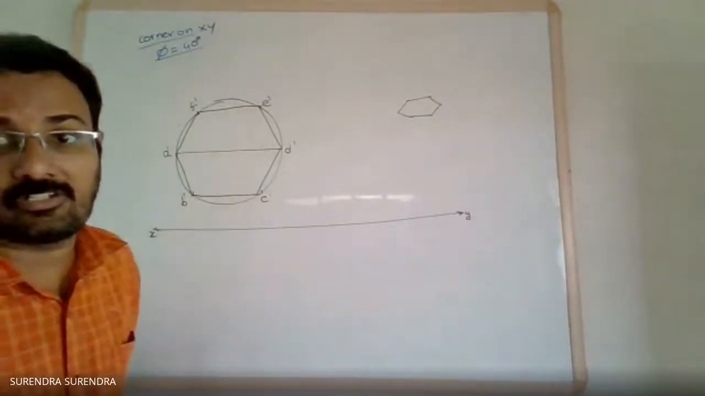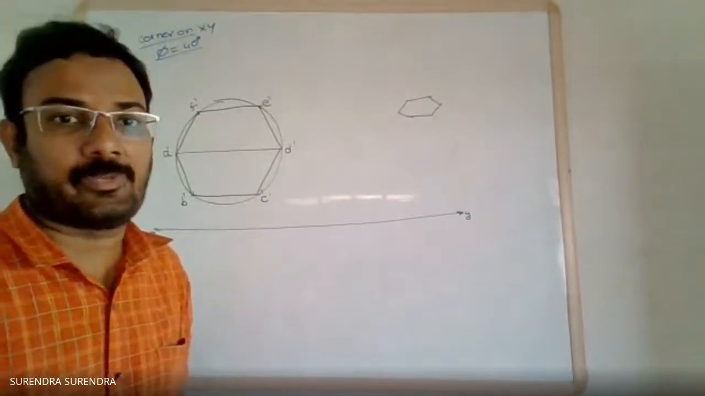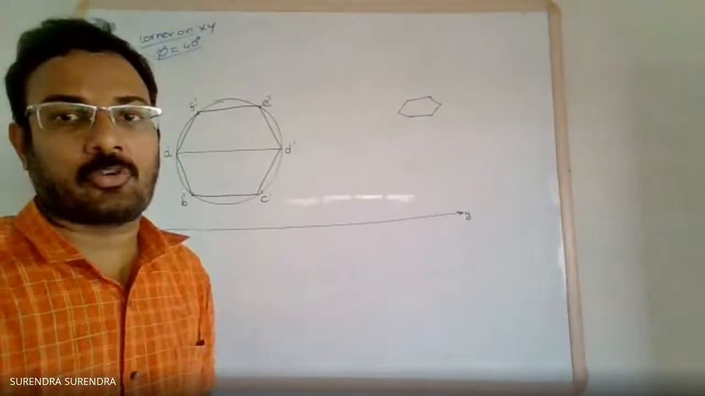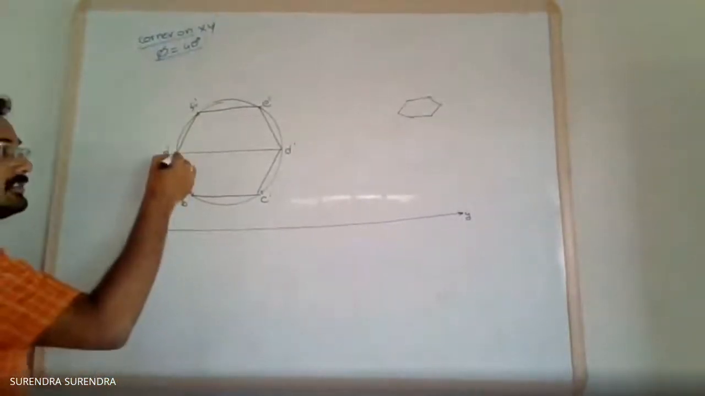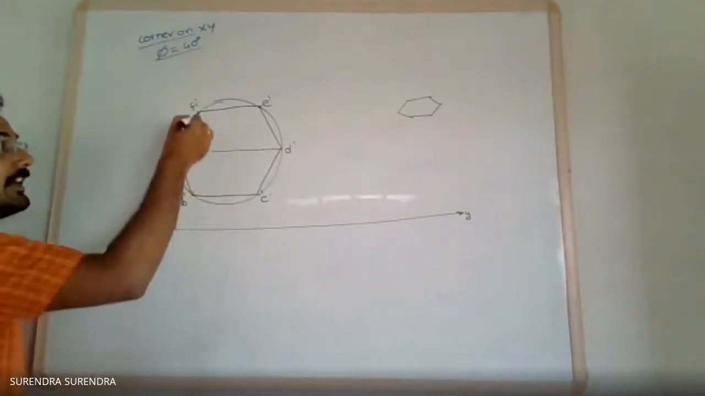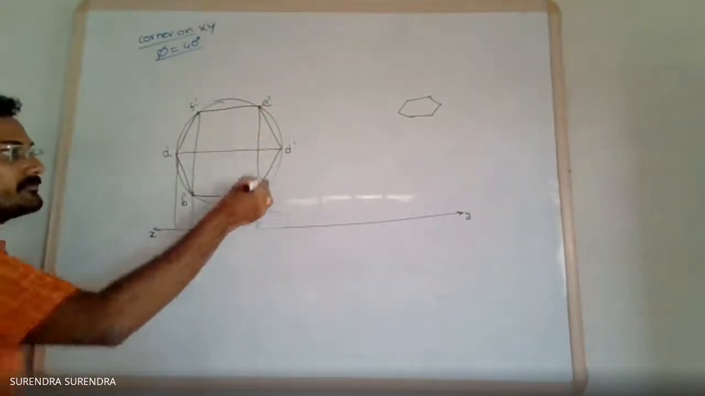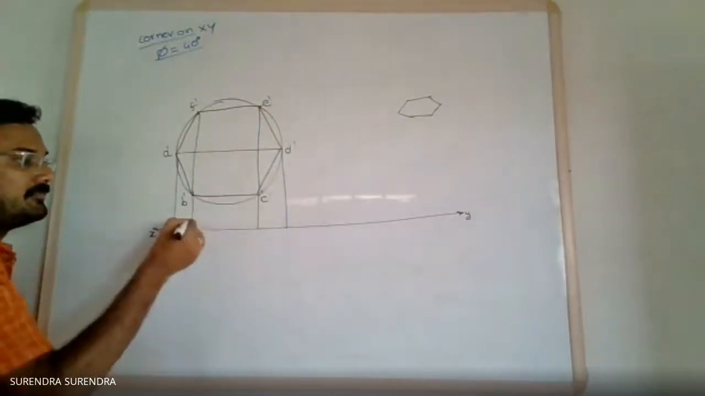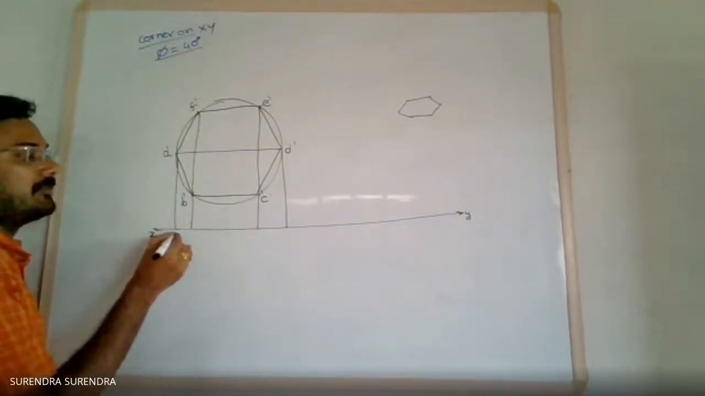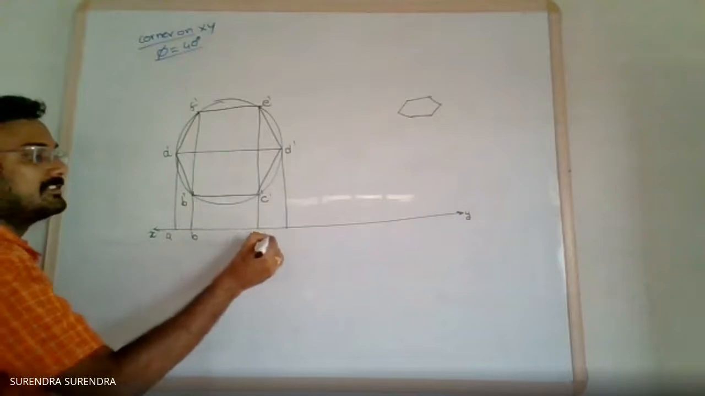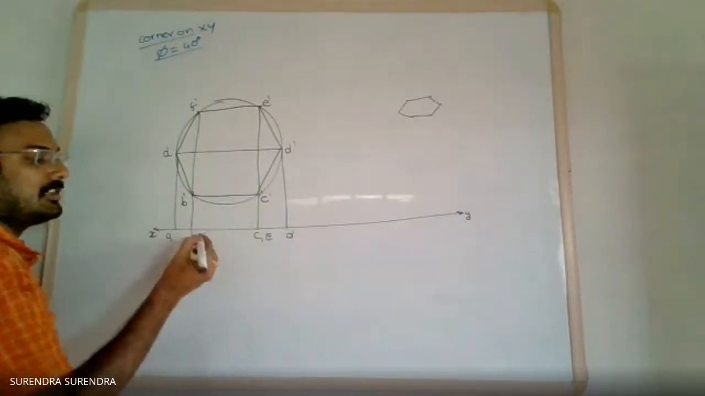So, what is given for the top view? With a corner in VP. Again, since there is a VP condition, its top view must be on the XY line. So project all the points up to the XY line and mark these points as A, B, C, D, E, F.